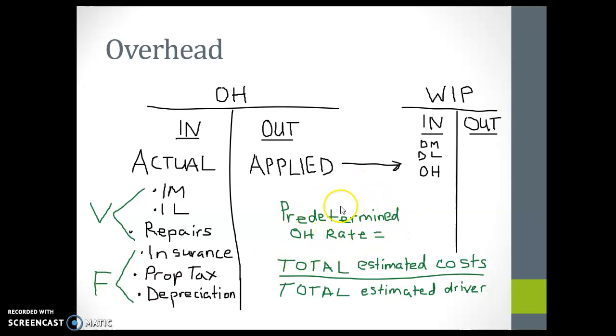Now, our predetermined overhead rate that we use to apply overhead to work in process, that rate is also called the standard rate, okay? That rate was calculated by taking the total estimated costs. So we totaled up all these costs that we think we're going to have for next year, and then we divide out the total estimated cost driver for next year. So if that's based on direct labor hours, we would total up how many estimated direct labor hours do we think we're going to use next year.